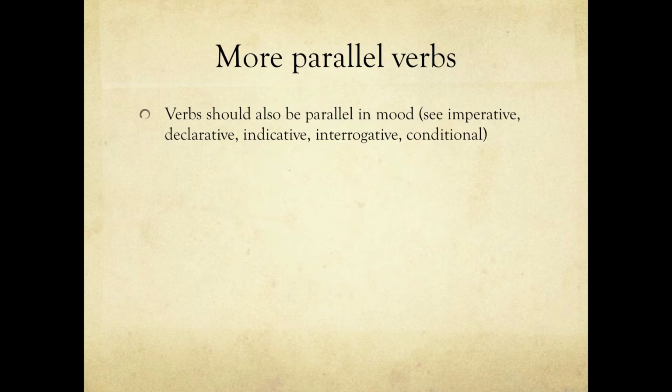So verbs also should be parallel in mood, okay? So if you can think back to your grade school grammar classes, you probably thought that when we were trying to learn verb moods, that was pretty useless. But the fact is that we use them all the time. We always use the imperative mood when we're trying to issue a command. When we're just making a statement, that's a declarative statement. When we're asking a question, that's interrogative. When we're posing something that's a condition or something that's contrary to something that depends on something else, that's when we use the conditional.